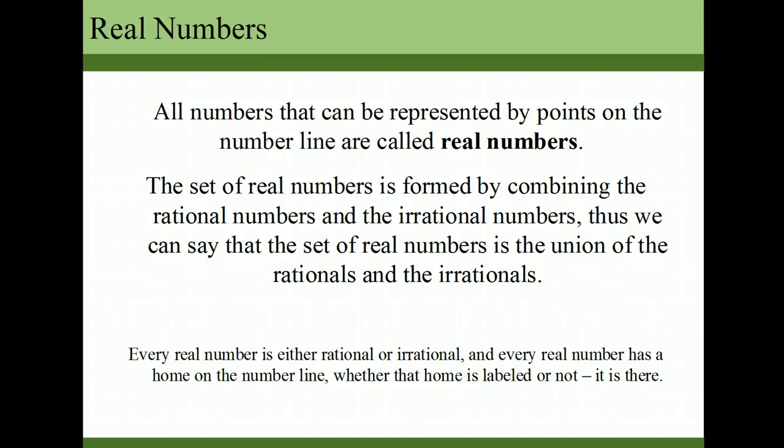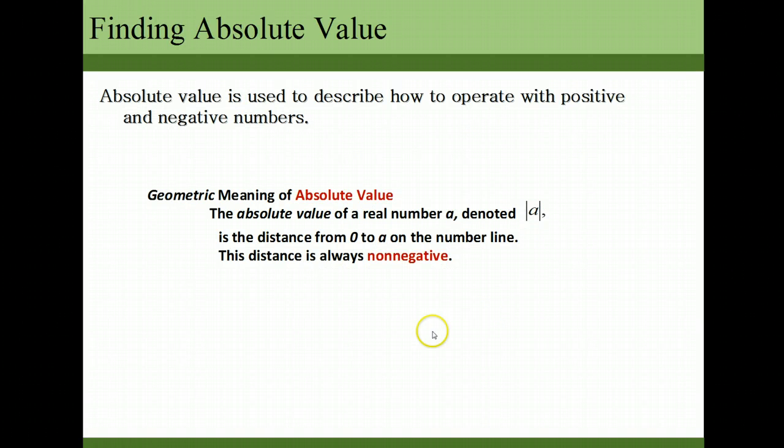Okay, so the last thing for this section is to consider what's called absolute value. Absolute value is used to describe how to operate with the positive and negative numbers. So there's a geometric meaning to absolute value. The absolute value of a real number, again, this is a real number. It can be positive, negative, rational, irrational, integer, whole number, it can be anything. We denote the absolute value notation with these vertical bars like this. What this represents is how far that number a is away from 0 on the number line. And distance is always non-negative. It's always a positive number.